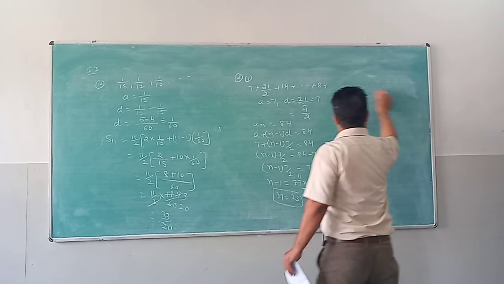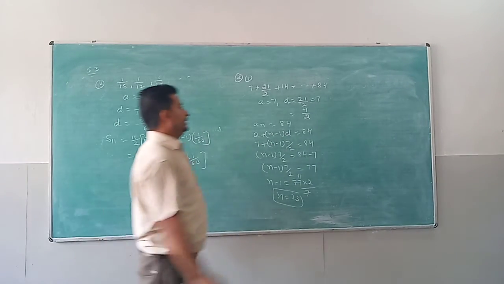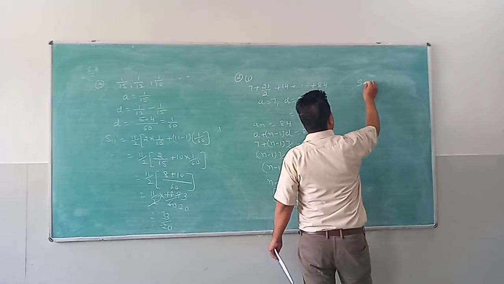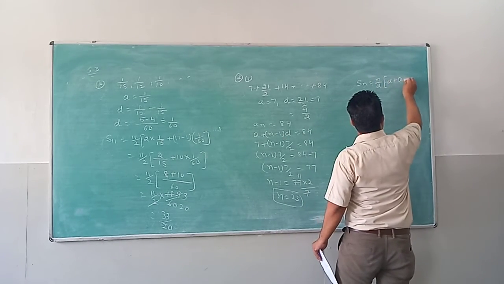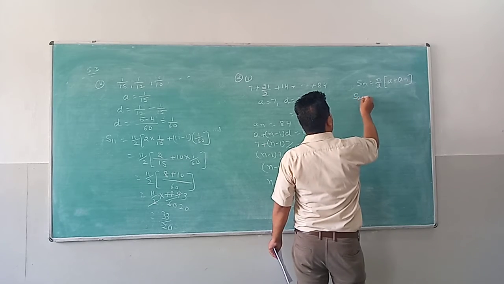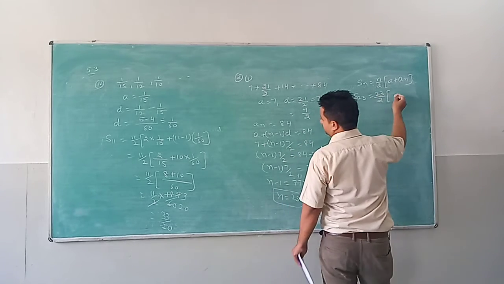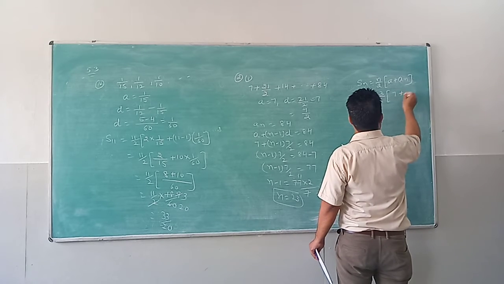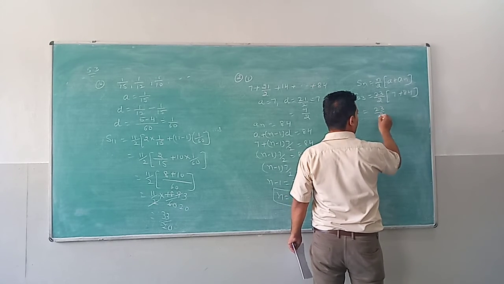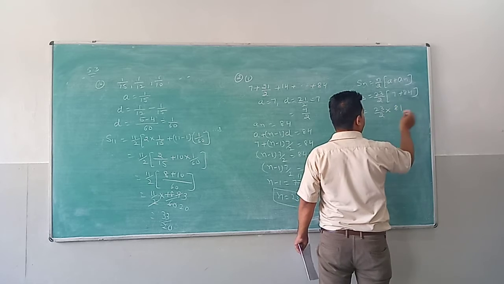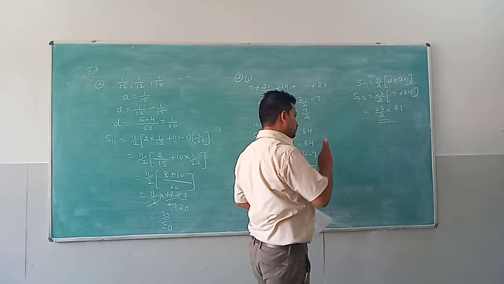In this AP we have the last term, so we find S23 by using the formula n by 2 into a plus an. In this, n is 23, 23 upon 2, the first term is 7 and the last is 84. This is 23 upon 2 into 91. Solve this, multiply and divide by 2.